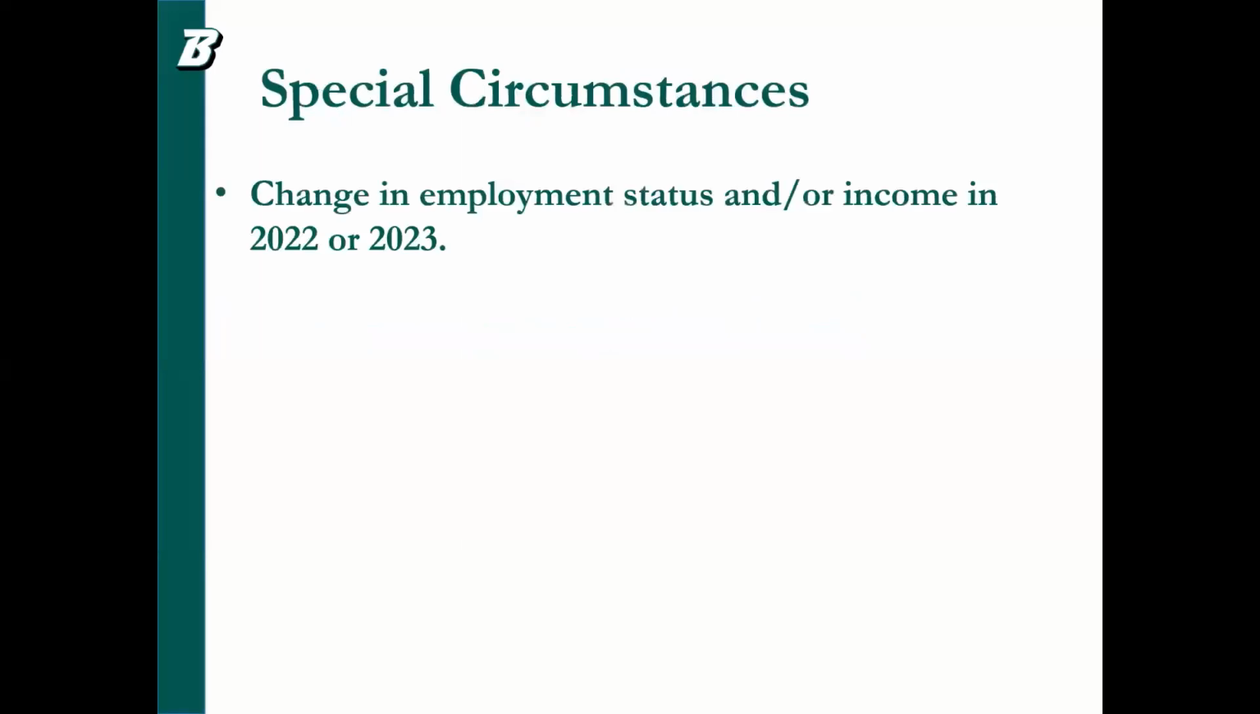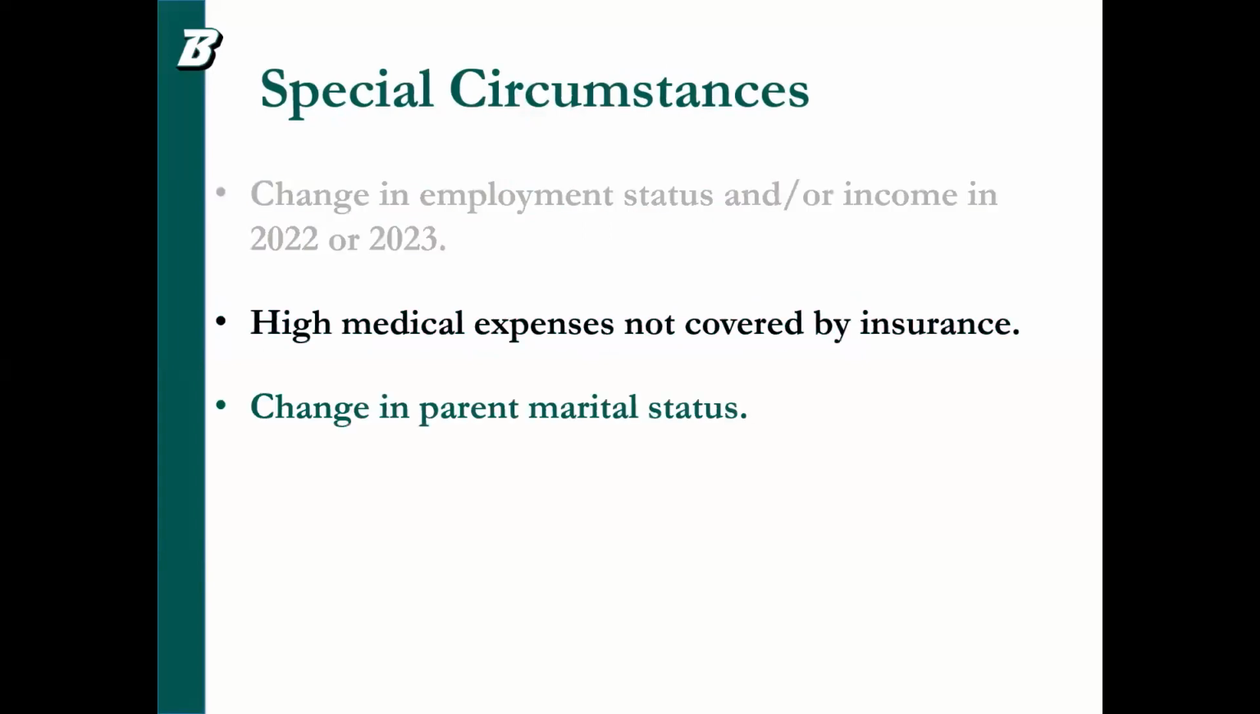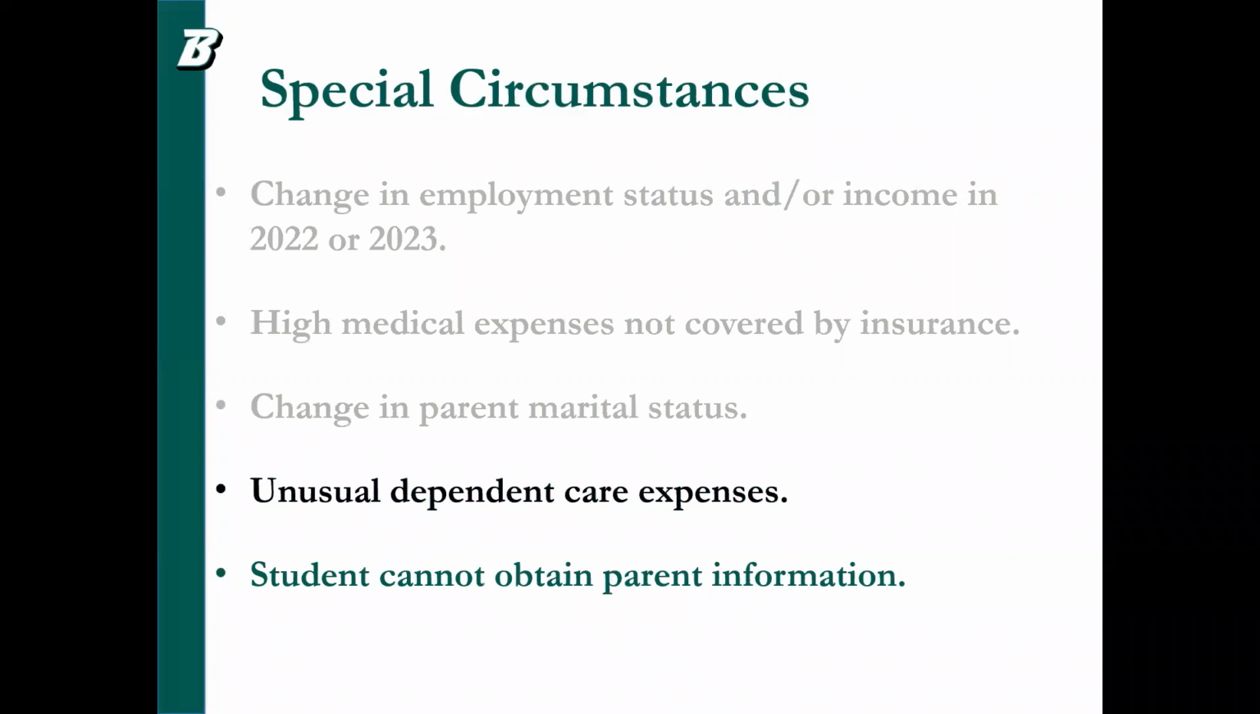Sometimes the information you enter on your FAFSA is not an accurate representation of your family's current financial situation. This could be due to a change in employment status or income, high medical expenses not covered by insurance, change in parent marital status, dependent care expenses, or inability to obtain parent information. Please contact your school if any of these describe your situation. They'll direct you as to next steps to file an appeal.